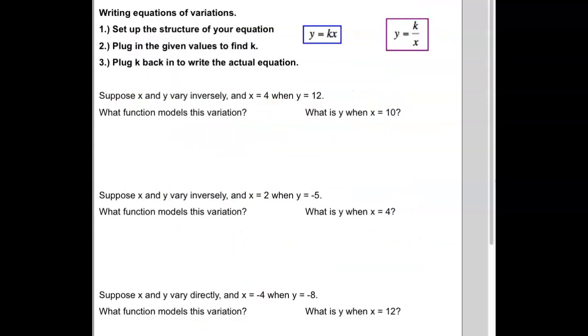All right, so for our last type of question here, we're going to write equations for a variation. Step 1, set up the structure. If it is direct, we want to use y equals k times x. If it is inverse, we want to use y equals k divided by x. Once we know which of our basic formats we're using, we're going to plug in the given values to figure out our constant, and then we can use that constant to write our equation.